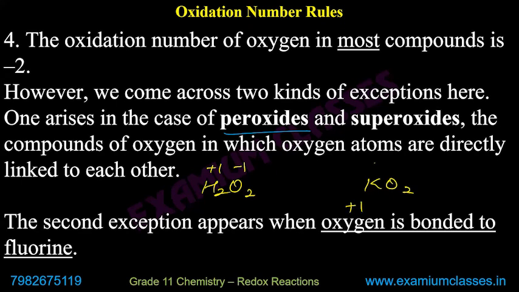Plus 1 is the oxidation state of potassium. Then you have 2 times, say the oxidation state of oxygen is X. Why am I saying 2 times? Because we have 2 oxygens. The sum should be 0. It means X will be equal to -1/2. So the oxidation state of oxygen in superoxides is -1/2. Write down all these points. You have to use these.